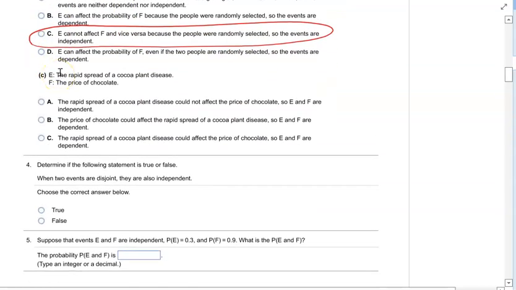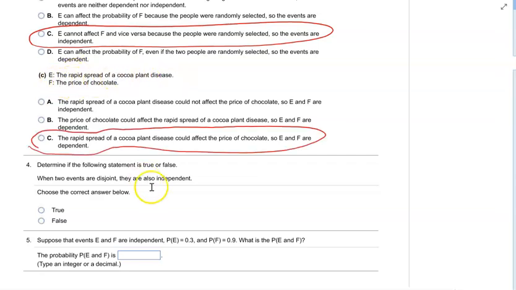And part C: event E is the rapid spread of cocoa plant disease, and event F is the price of chocolate. C is the answer here. Notice that chocolate is made from the cocoa plant. Therefore, the rapid spread of the cocoa plant disease affects the price of chocolate. Therefore, the answer for this question is C, dependent.